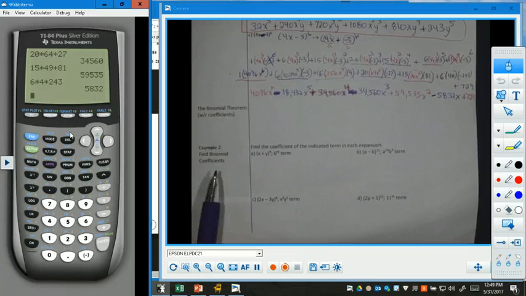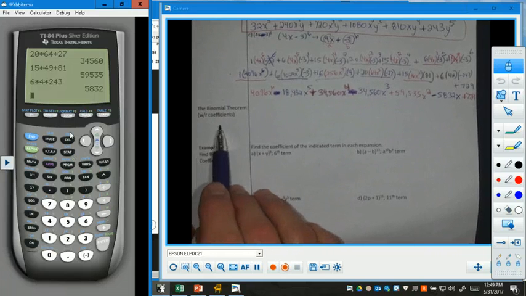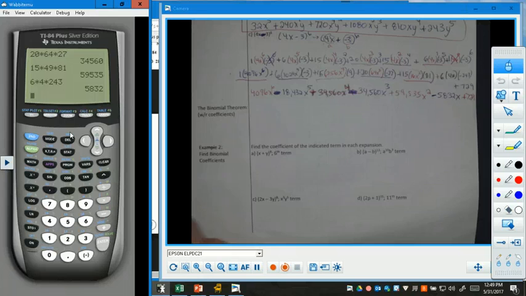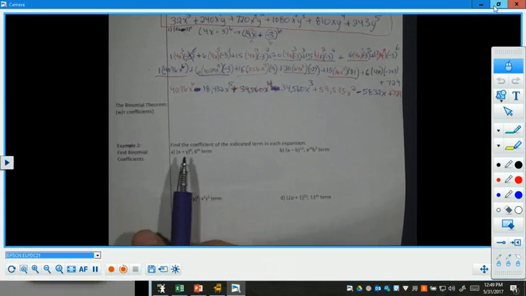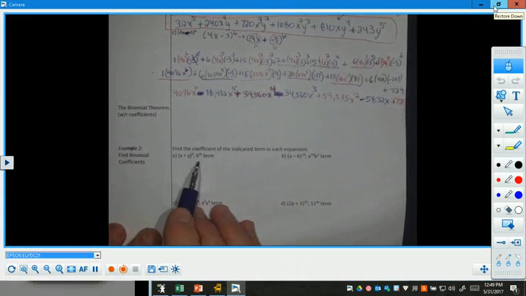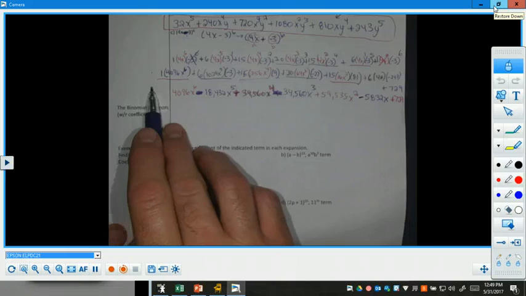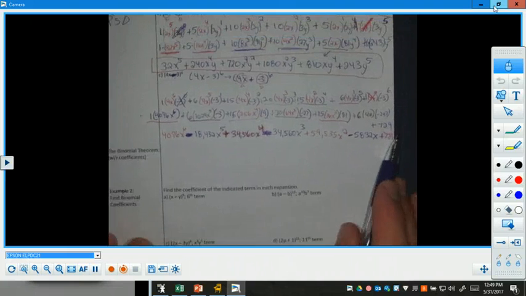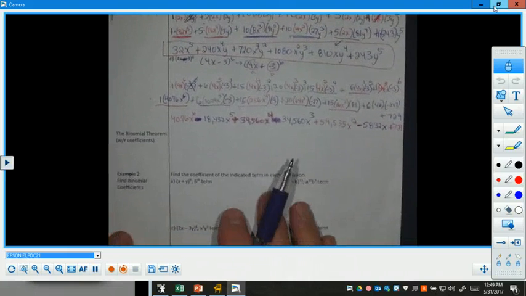Welcome back to 10.5, day 1. We're now looking at the binomial theorem. And the binomial theorem helps us find certain coefficients, to find specific terms, so we don't have to generate this whole list or generate the entire thing to expand this.